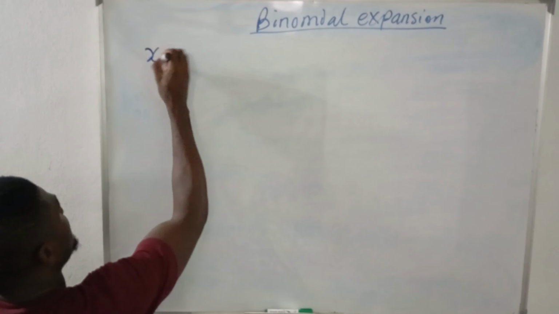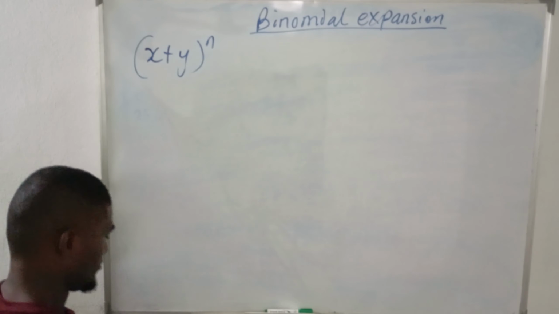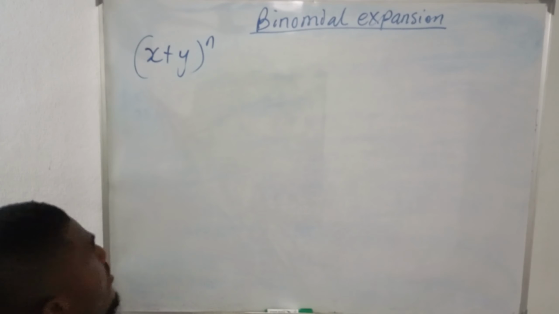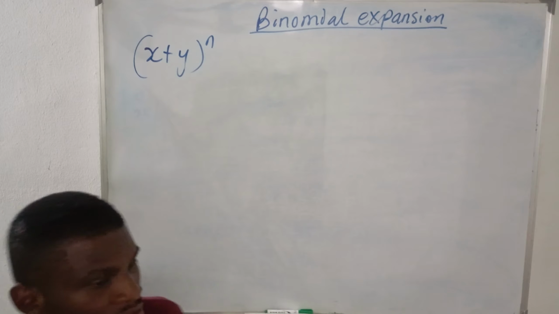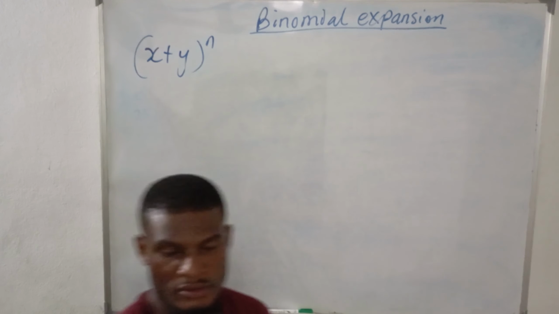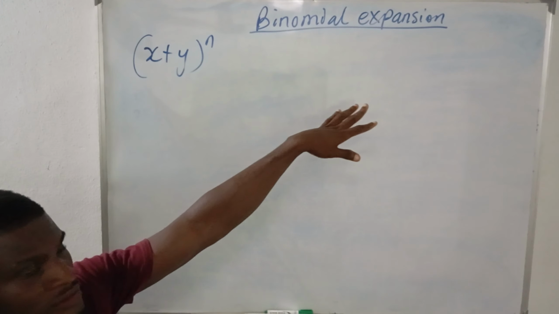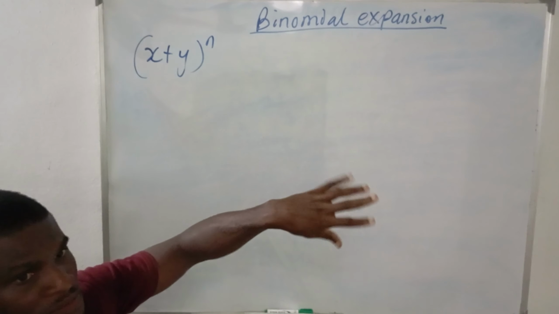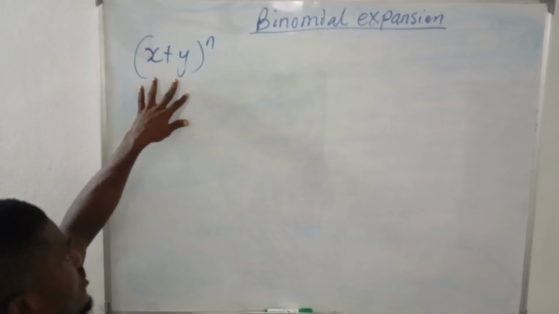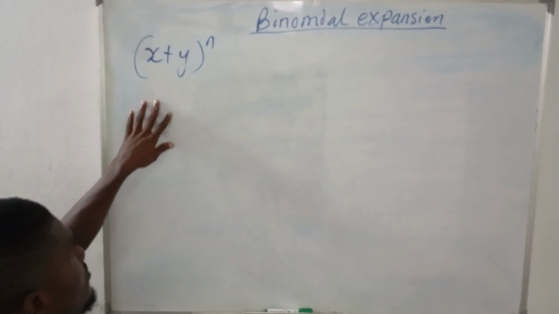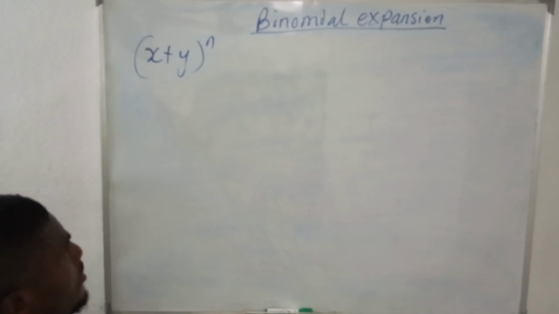All right, now for binomial expansion, let's say we have x plus y to the power of n, and we are to expand this. Now, the power here could be a fraction, could be decimal. So, unlike Pascal triangle that only deals with whole number powers, binomial expansion helps us to expand equations where the power is a fraction.